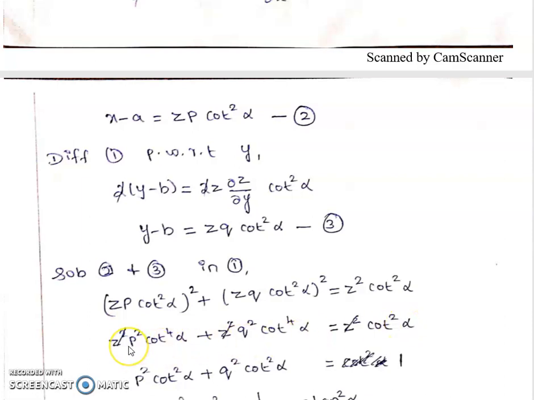So the term z² is common, so we can cancel all the z². Then you can also cancel the cot²α. So remaining, we get p² cot²α + q² cot²α = 1.